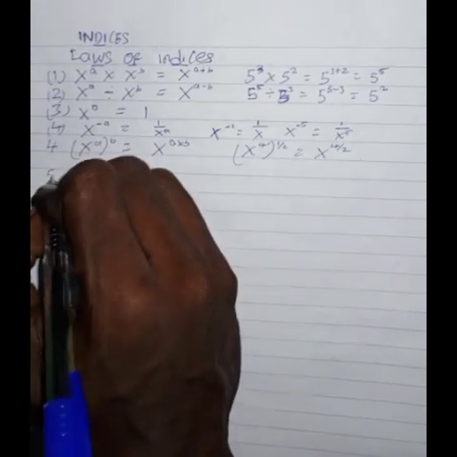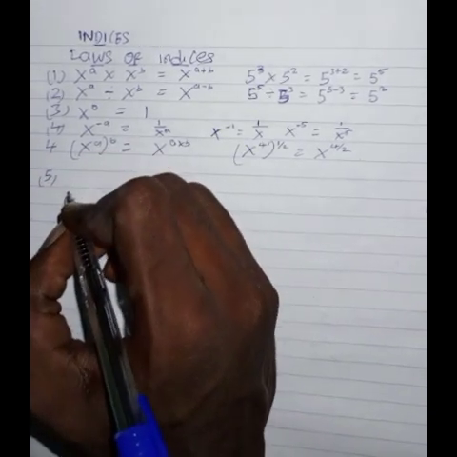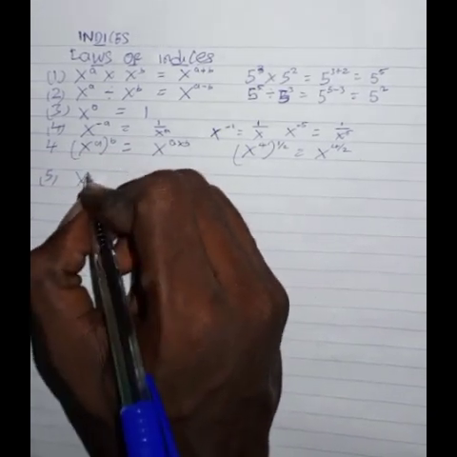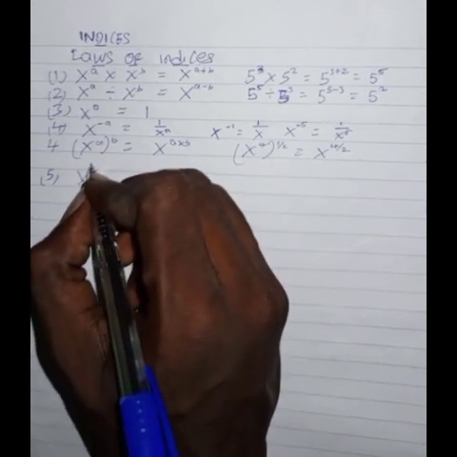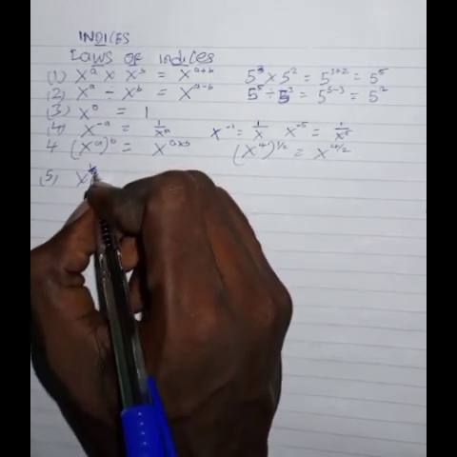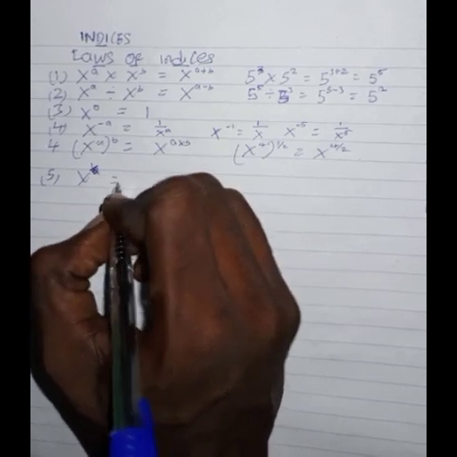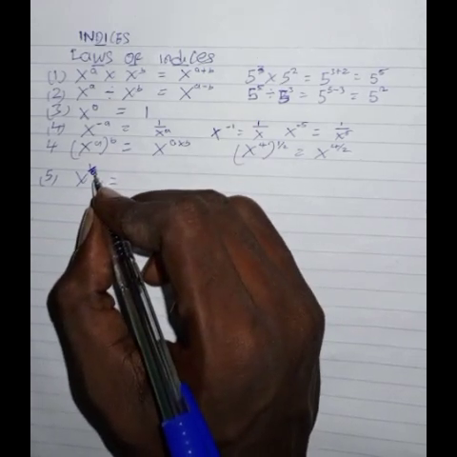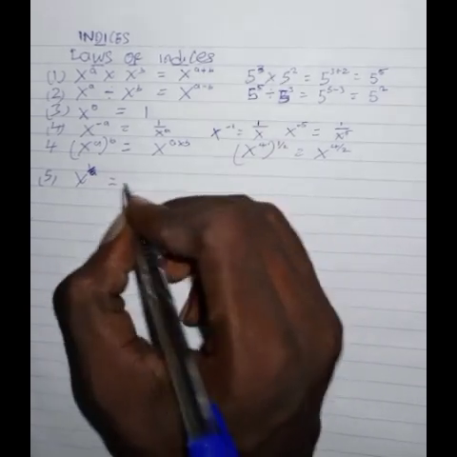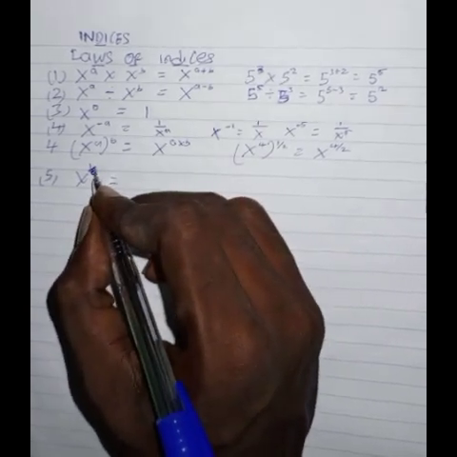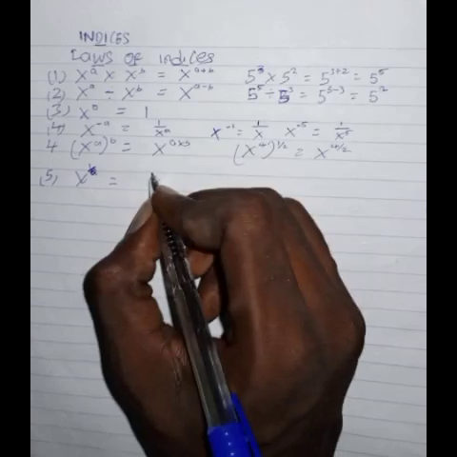Now number 6 law, if we have x raised to the power of 1 over a, x raised to the power of 1 over a. What this is simply saying is that we are taking the root of x, and whatever value we have here will become the root of it.